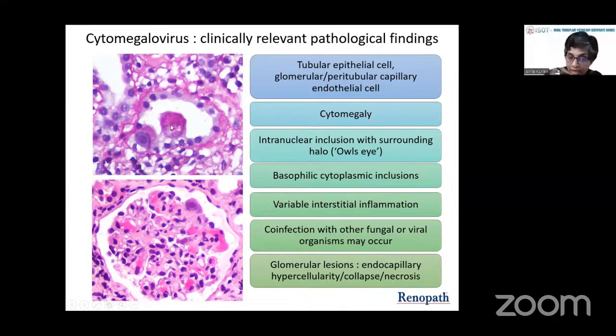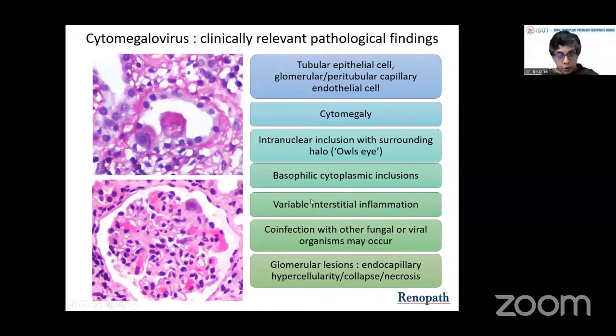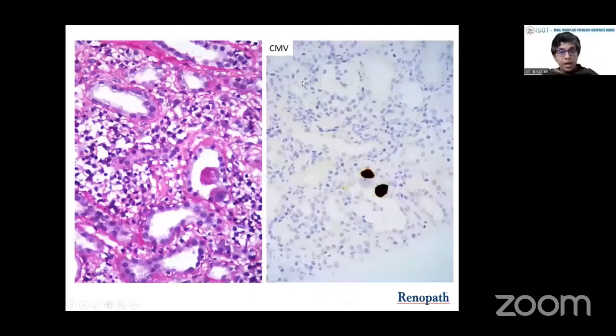And in addition, BKV had only intranuclear inclusions, whereas with CMV you also see cytoplasmic inclusions. The previous one had, you can see, very nice cytoplasmic inclusions. There is variable interstitial inflammation. Co-infection with other viruses or fungus is known to occur. And also, this is a virus which also causes glomerular lesions. It can cause an endocapillary hypercellularity. It can cause collapse of the glomerulus, or it can cause necrosis of the glomerulus also.